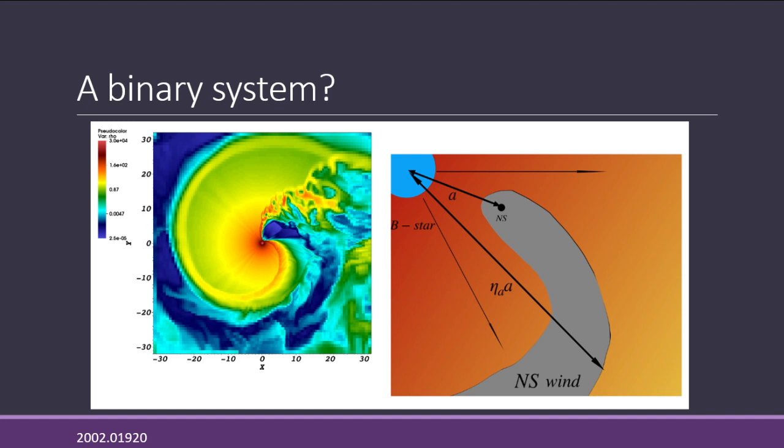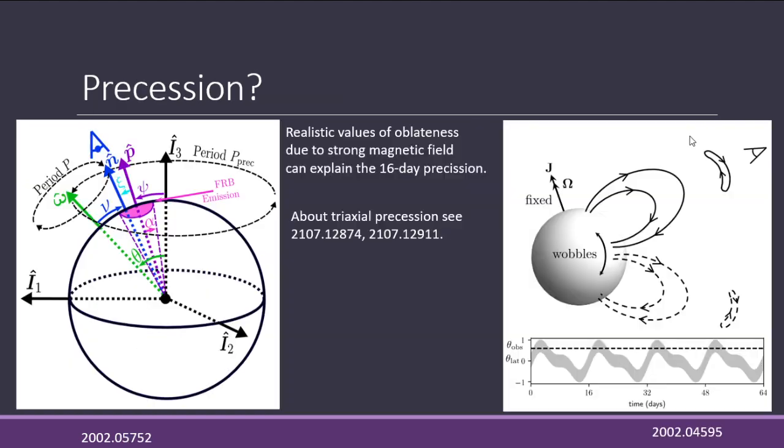For example, during all other phases of the orbital period, the signal is blocked by plasma inside the system, and there is a window which is transparent for this emission, and every 16 days you look into this window and you can detect a burst. That's one idea, and many people like it.